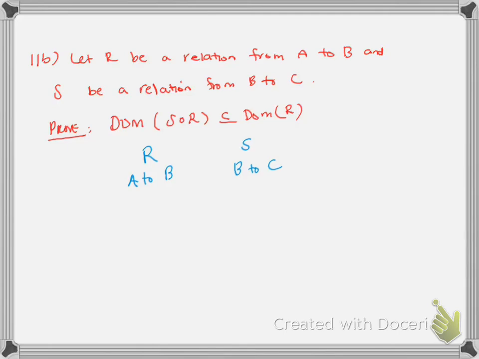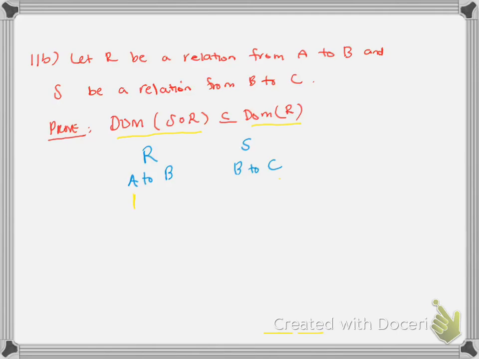Okay, but this is a proof, and so we have to prove that the domain of S composed with R is a subset of the domain of R. Okay. And I drew this sort of little diagram so we could see before we even get to the proof what's going on here. So R is going from A to B and S is going from B to C, right? And so if that's the case, then S composed with R, how would that look?